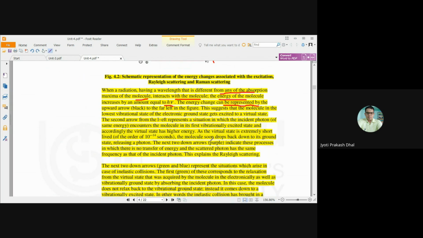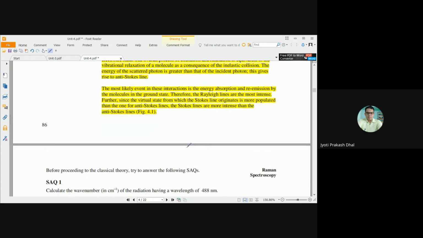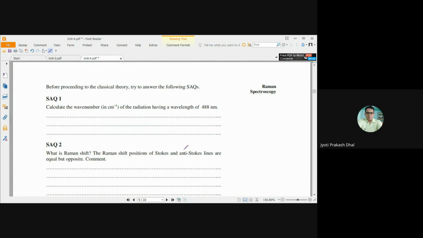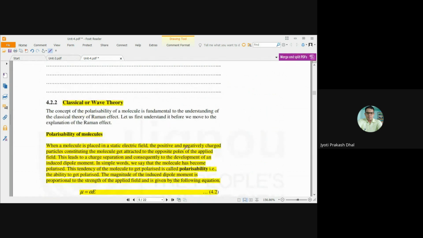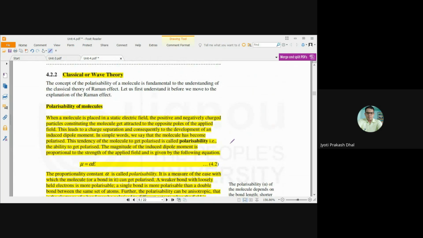The second arrow from the left represents the situation in which the incident photon encounters the molecule in its first vibrationally excited state, and accordingly the virtual state has higher energy. So these are the mechanisms by which we can get Stokes Raman lines, anti-Stokes Raman lines, and Rayleigh scattering. So this is the quantum mechanical explanation. After that, again we will discuss the classical or wave theory.